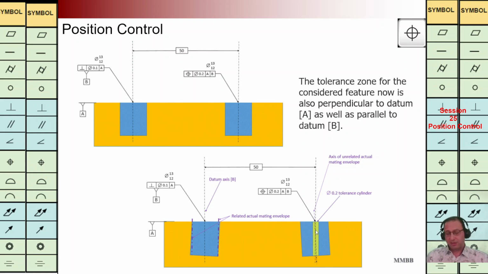In this manner, we can see we are going to control the location and also orientation of this hole back to A and B. The distance between these two holes is 50, and we are going to use a basic dimension for that.